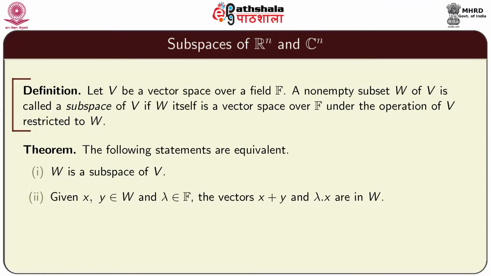Let us now introduce the concept of a subspace of a vector space. Suppose that V is a vector space over a field F and W is a non-empty subset of V. We say that W is a subspace of V if W itself is a vector space over F under the operation of V restricted to W.